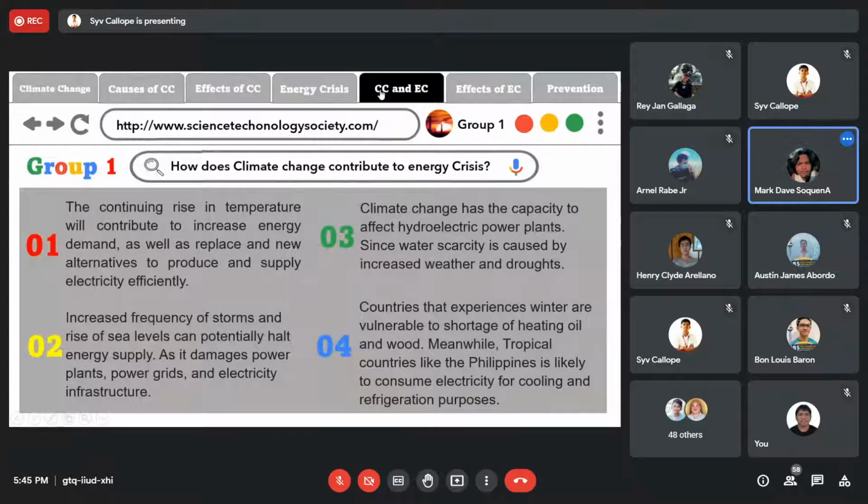weather and droughts. Countries that experience winter are vulnerable to shortages of heating oil and wood. Meanwhile, tropical countries like the Philippines are likely to consume more electricity for cooling and refrigeration purposes.